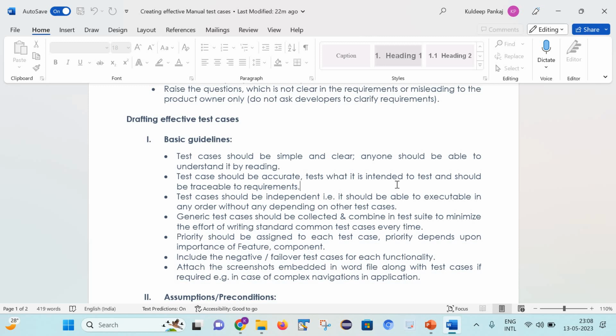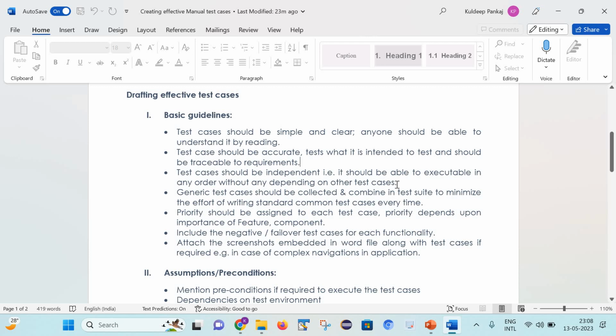Okay. Priority should be assigned to each test case. Priority depends on the importance of the feature and component. It is a good practice to define the priority of each and every test case, so that in case someone asks you to execute the priority test cases, you should be easily able to figure out what your priority test cases are and execute them in a timely manner. Okay.